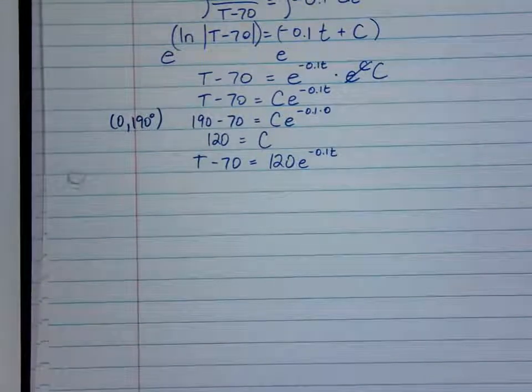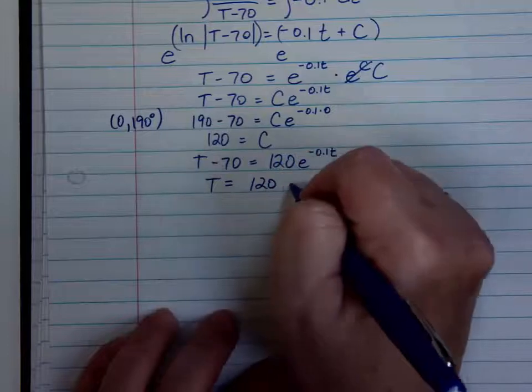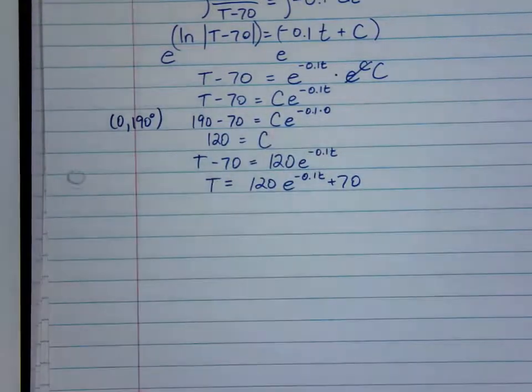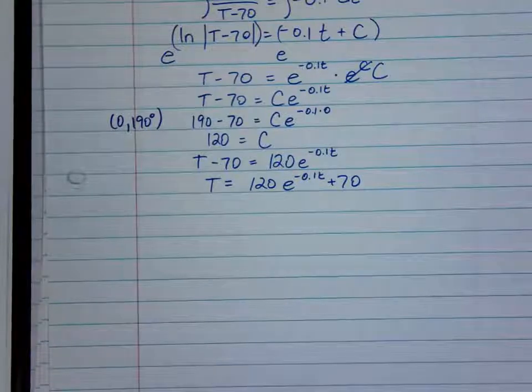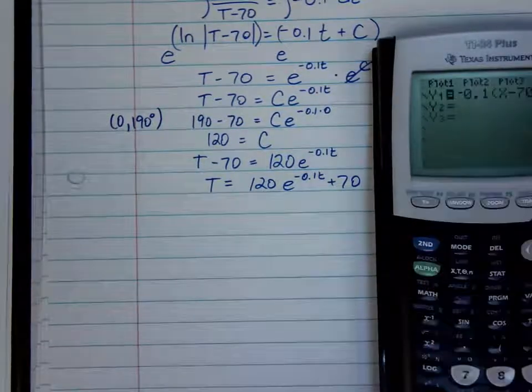And now I want to get big T by itself because I'm going to plug it in the calculator. So big T equals 120 e to the negative 0.1 t plus 70. That is the actual particular solution for this differential equation. And now we're going to see how close these y values are to the ones that we calculated using Euler's method.